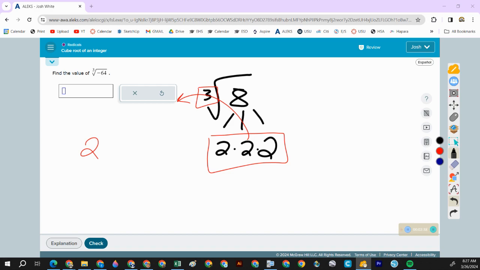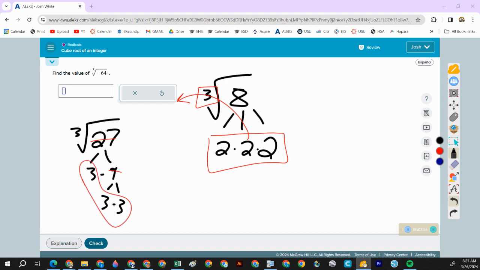Okay. What about the third root of 27? So 27 is 3 times 9, and then that breaks down into 3 times 3. So we ignore anything that factored. I'm looking for triplets. Here's a triplet. So 3, third root of 1, which is just 3.